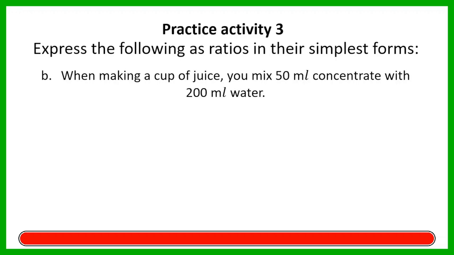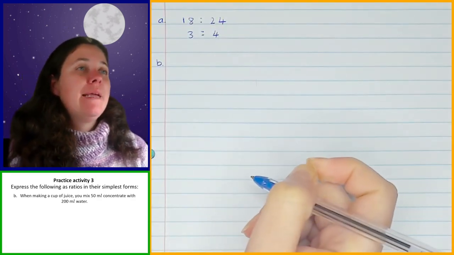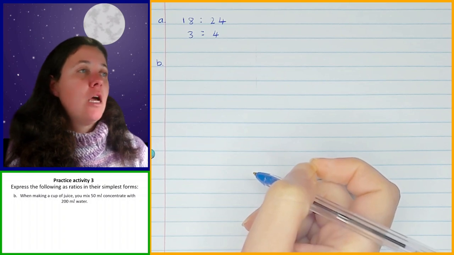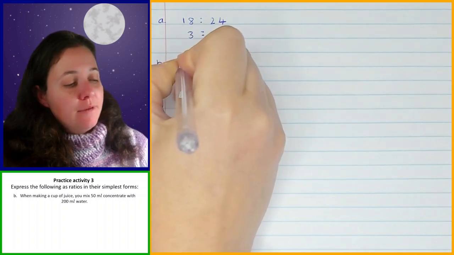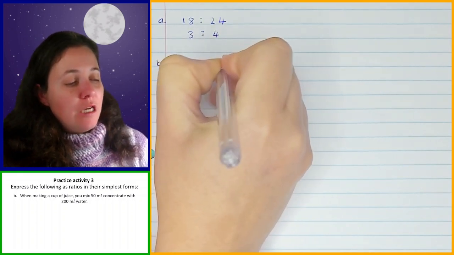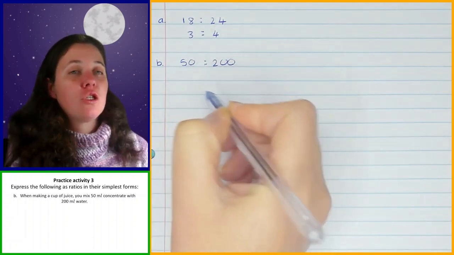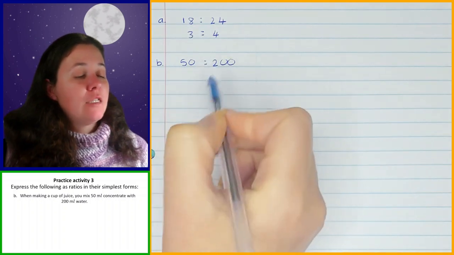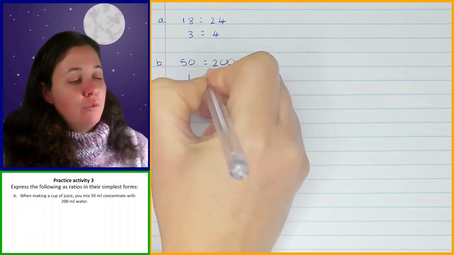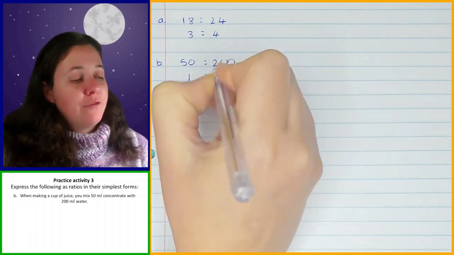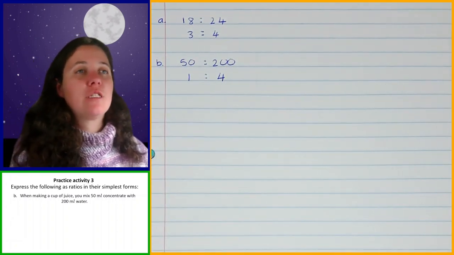Okay, you should be done with that one by now, so let's go through that question. So we've got for B. When making a cup of juice, you mix 50 milliliters of concentrate with 200 milliliters of water. So we're going to have 50 to 200. Now they are both already in the same unit of measurement, so we don't need to do any conversions for this question. We can just go straight ahead and simplify. So we have 50 to 200. Now both of those are divisible by 50. So if I divide 50 by 50, we get 1. And if I divide 200 by 50, I get 4. So you should get the ratio of 1 to 4. Okay, now you're going to do question C.